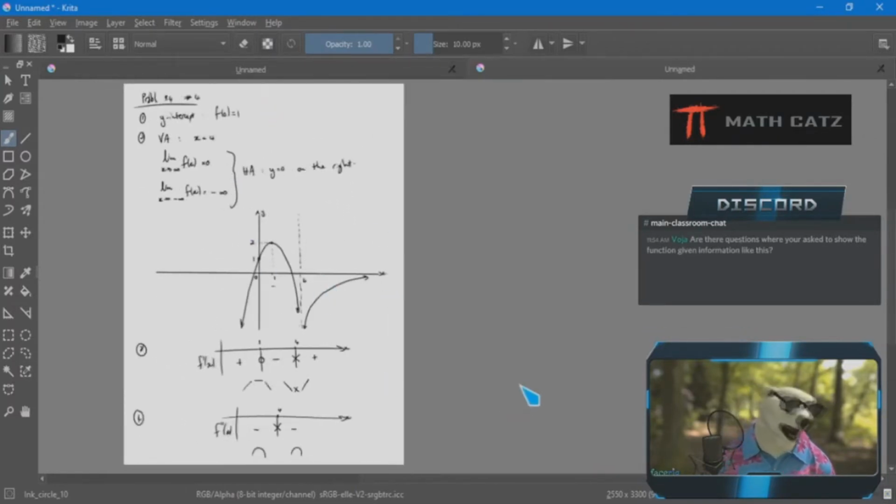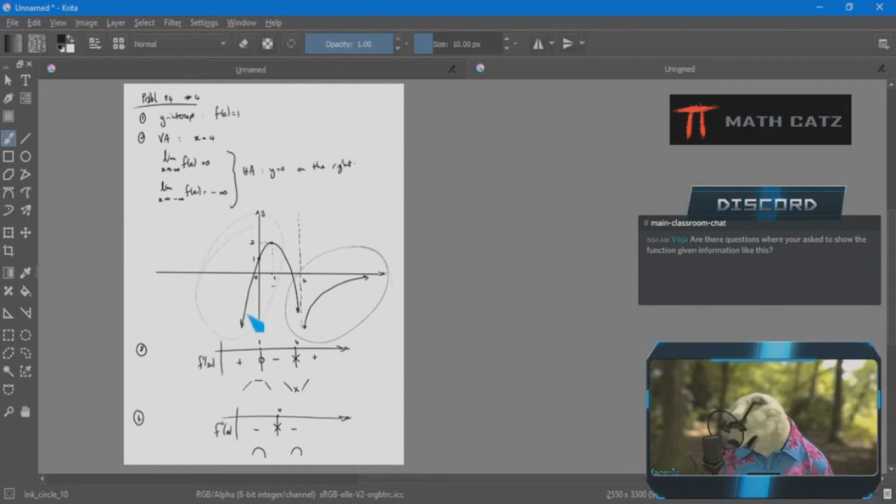At least you can see the whole question. Question in the chat: are there questions where you're asked to show the function given information like this? No, I'm not going to bother with that. I never like those questions. Honestly, my experience with functions at this stage isn't enough to guess what the function looks like. I just happen to see basic things like this that often happen in a rational function.